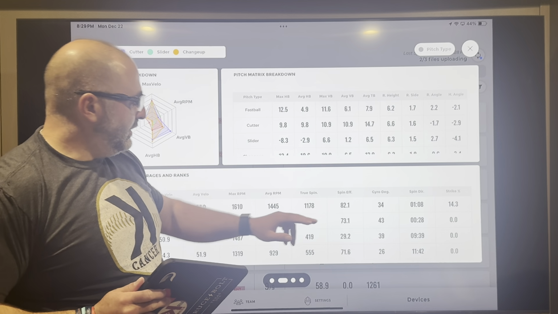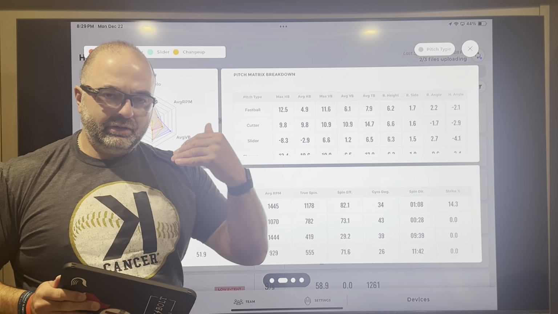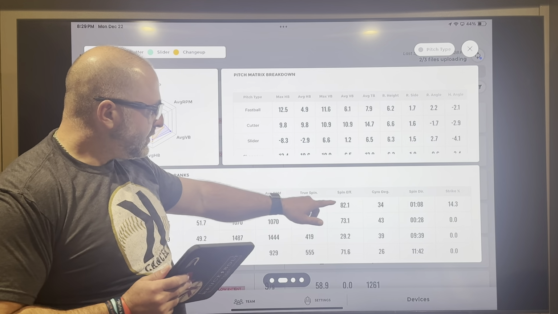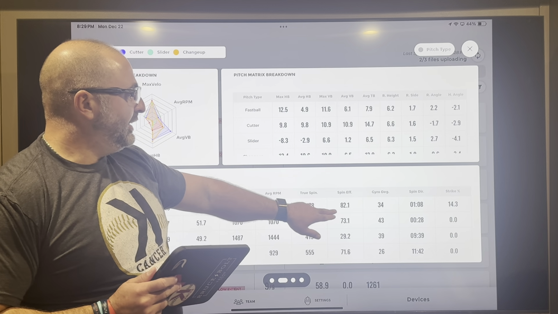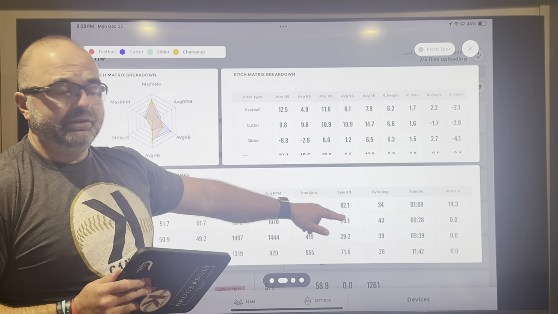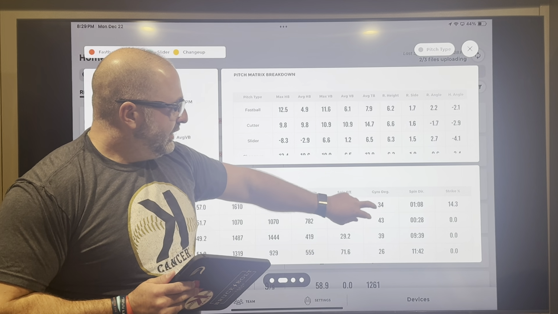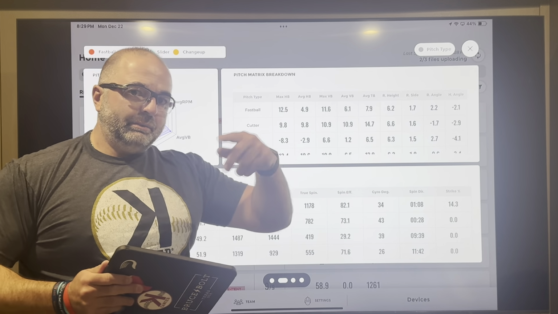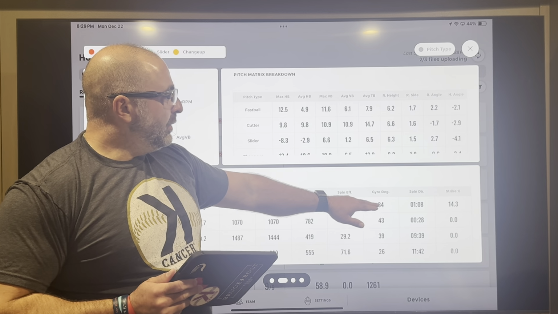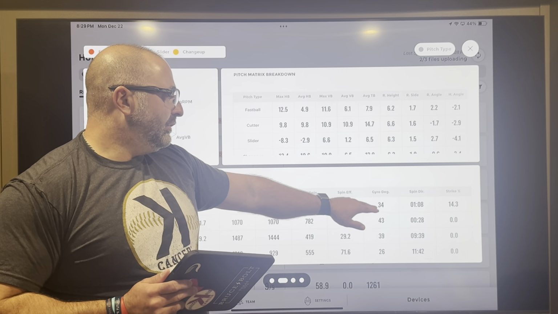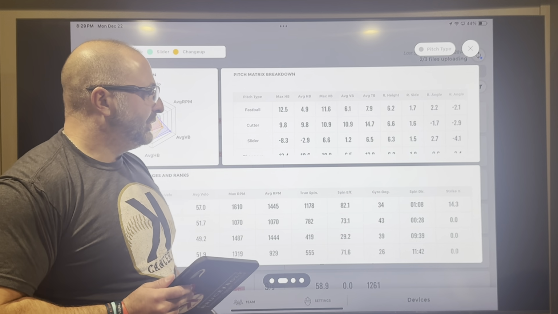Spin efficiency, as we talked about, is how much of the spin is contributing to the movement of the ball. And on a fastball, you want to have 95 percent or higher spin efficiency. Gyro degree is the exact opposite. Gyro is how much like a bullet it spins, so we want to have that as low as possible, so that 34 is too high for a fastball.